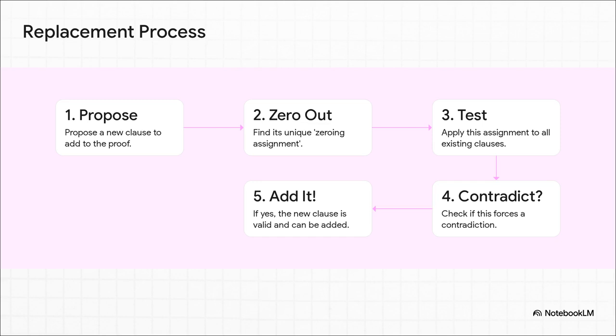Step 1, you propose a new clause you think might be true. Step 2, you find its unique kryptonite. Step 3, you apply that false scenario to all your existing facts. Step 4, you see if everything blows up, if you get a domino effect of contradictions. And if it does, step 5, your new clause is valid. You can add it to the proof.